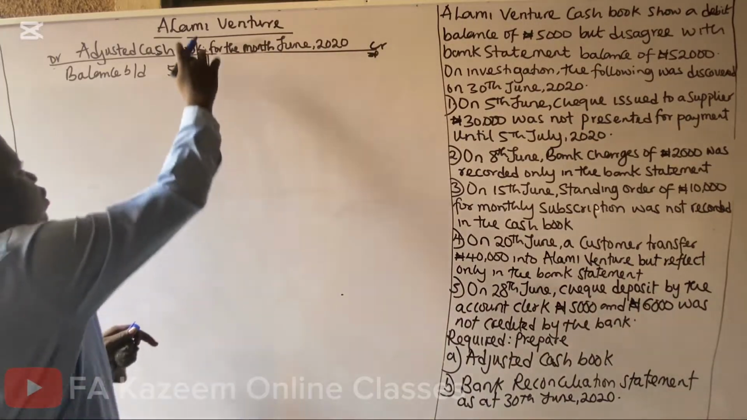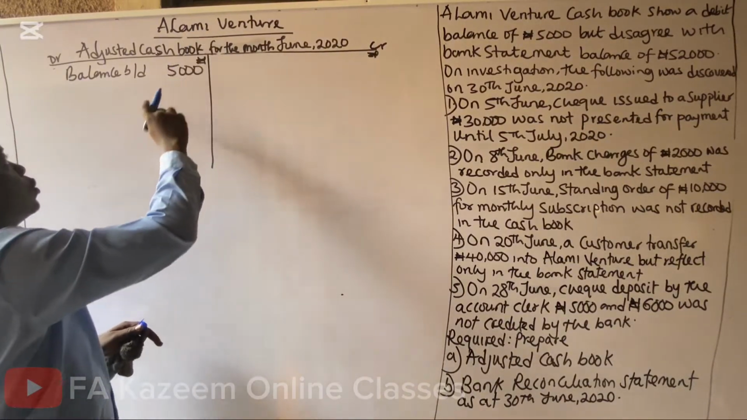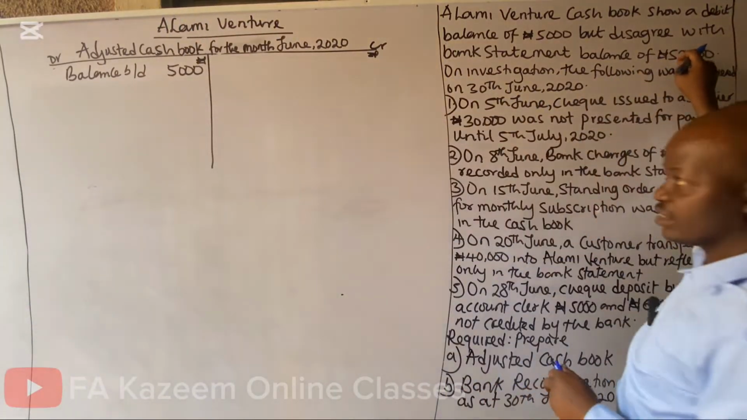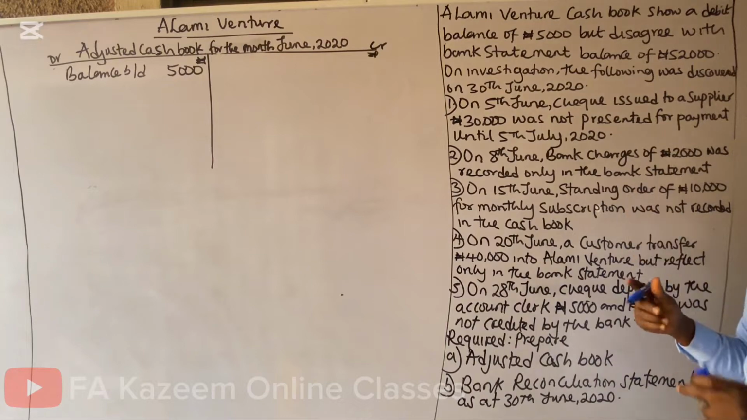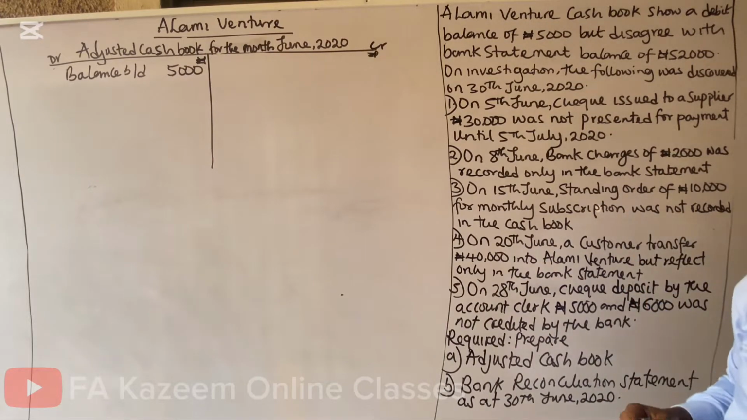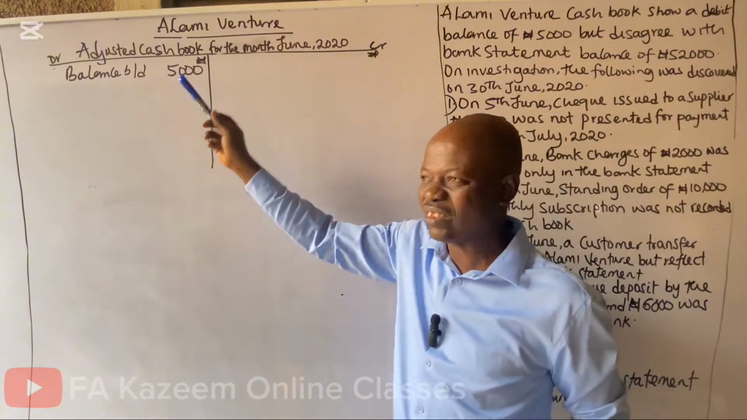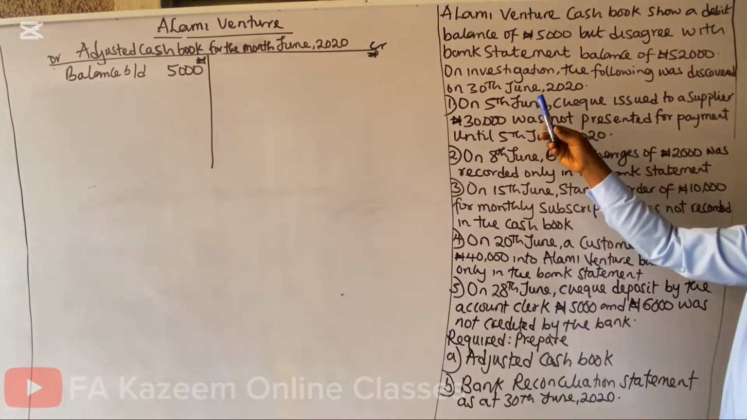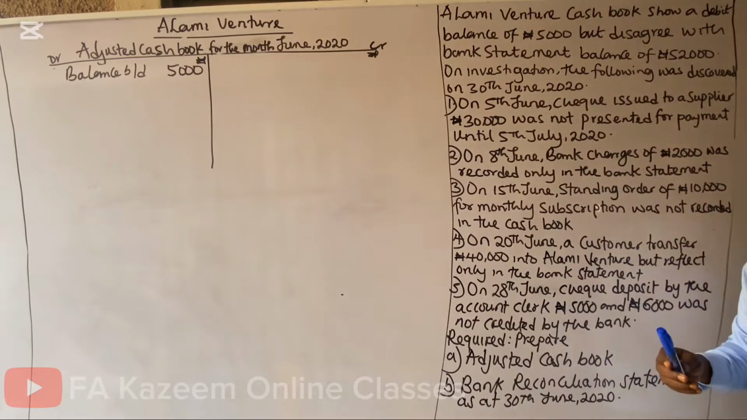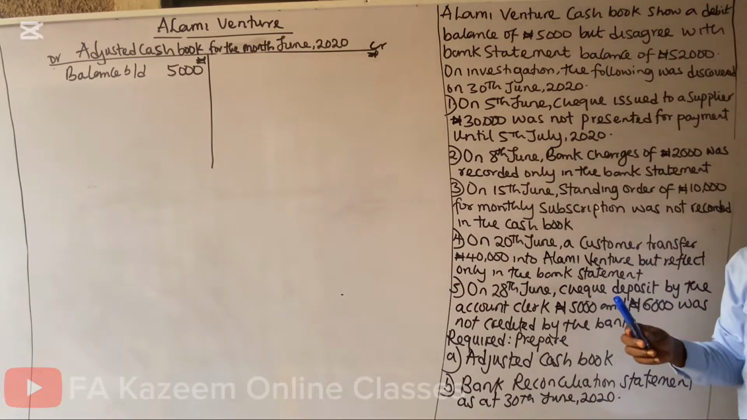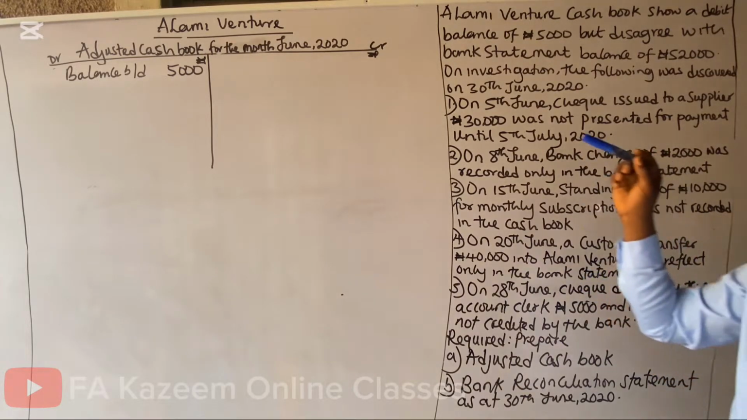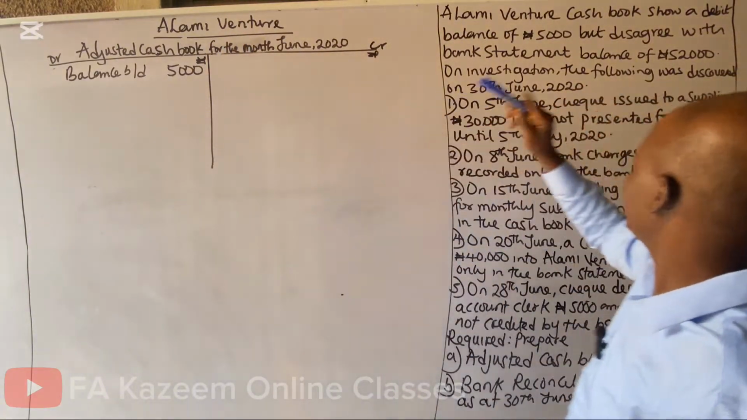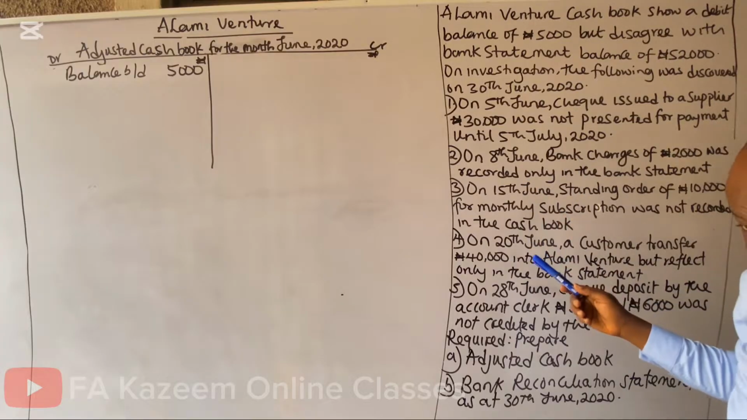If the adjusted cash book of this month does not tally with the bank statement, what they are telling you is this: the cash book prepared by Alami Venture shows a balance of 5,000 with his bank, and his bank statement is showing that it has 52,000 naira. This disagreement can either be on the part of the customer who prepared this cash book or on the part of the bank who prepared the bank statement.